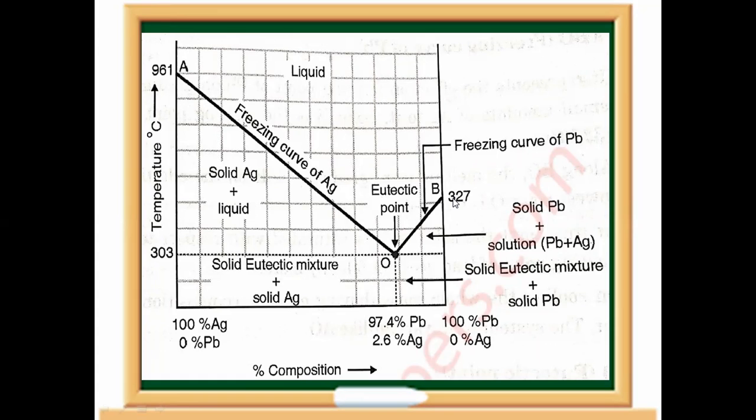Okay, just as we added lead into silver in AO, in curve BO we are adding silver into lead. So this liquid lead, slowly and steadily, when the silver was added, started freezing. So the temperature started dropping. Slowly and steadily, as and when we were adding silver continuously to the lead, the temperature kept on dropping, where there was formation of solid lead and a saturated solution of lead and silver.